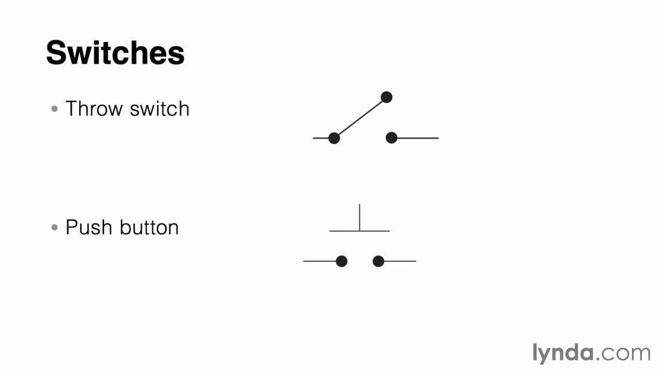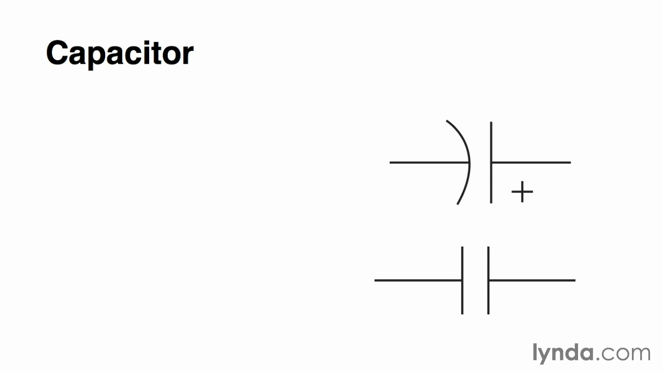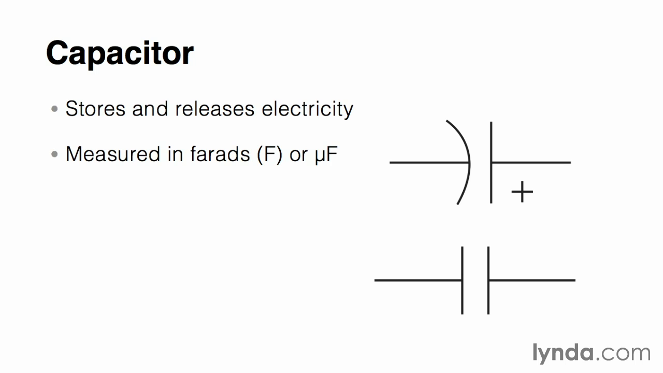Finally, there are a couple more symbols you might see as you get into more advanced circuit diagrams. This one is a capacitor, which is a component that stores up electricity and releases it at a particular interval. Capacitance is measured in farads or, more commonly, microfarads. Some capacitors have polarity, which means, like diodes, they work in one direction. Others will work in both directions.